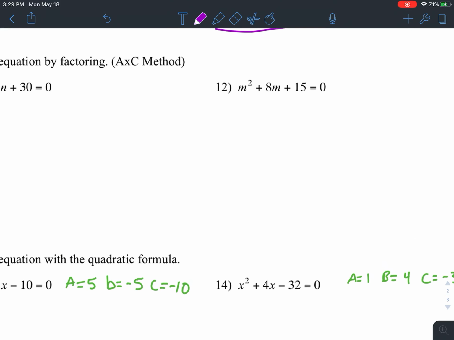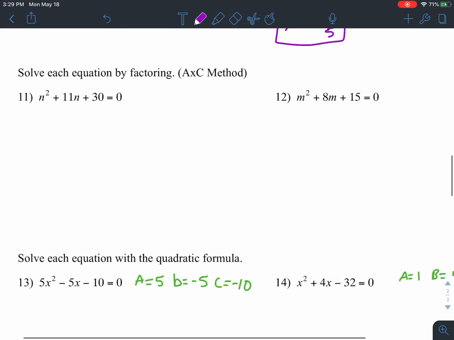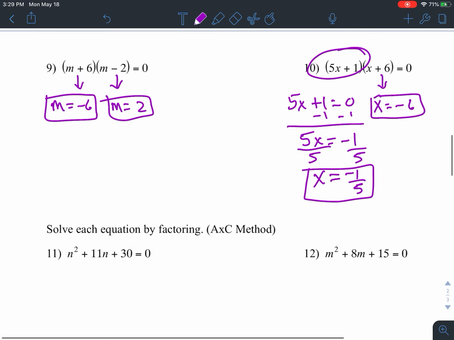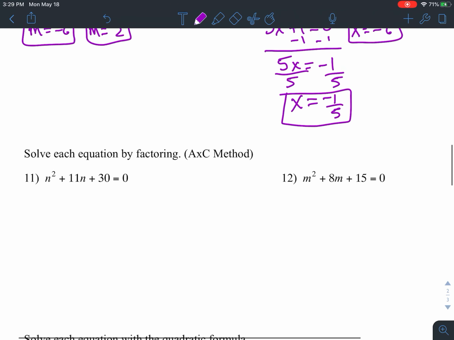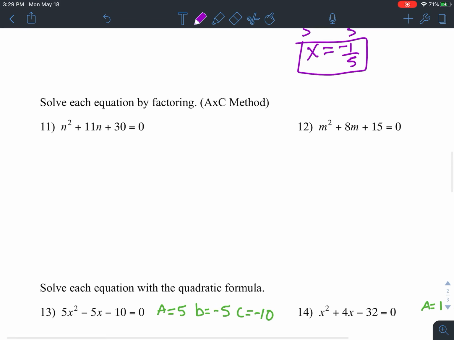Number 11, we're going back to our factoring. So technically, you're going to get an answer that looks like how 10 looked, how 9 looked, how 8 and 7 looked, and then you're going to keep going and solve it. So remember, we did the A times C method way back at the beginning of e-learning. That was the first thing we did, what we called factoring.